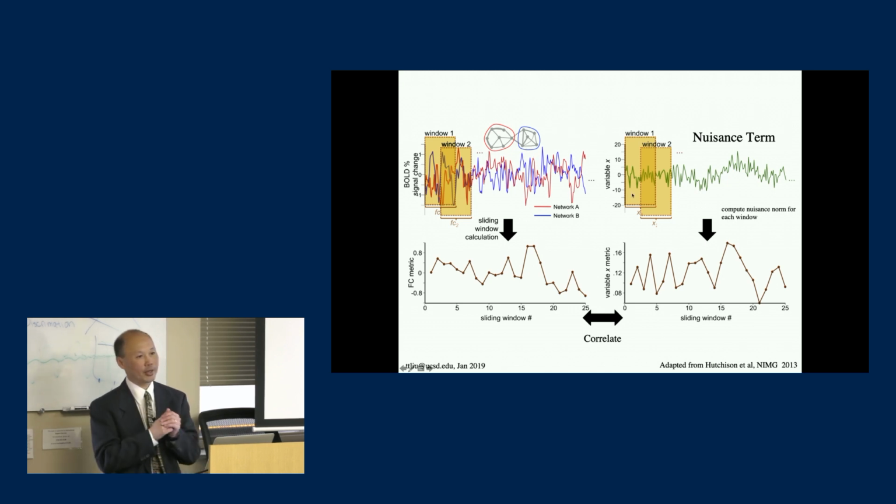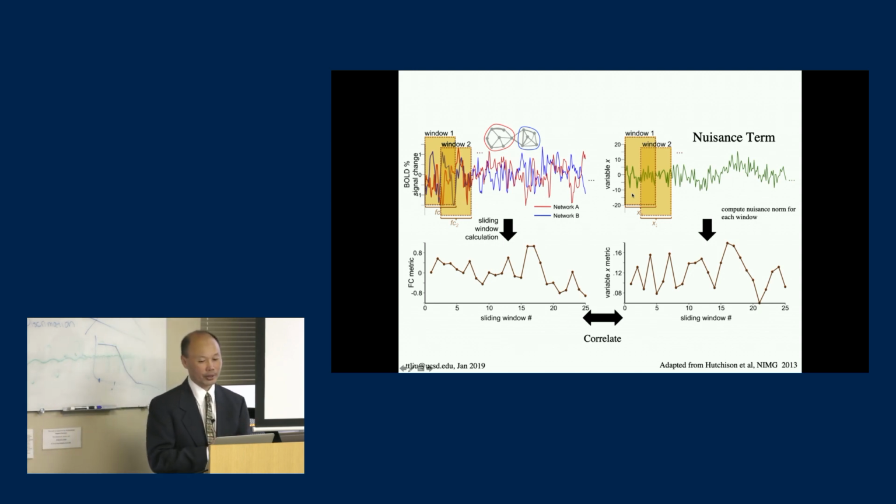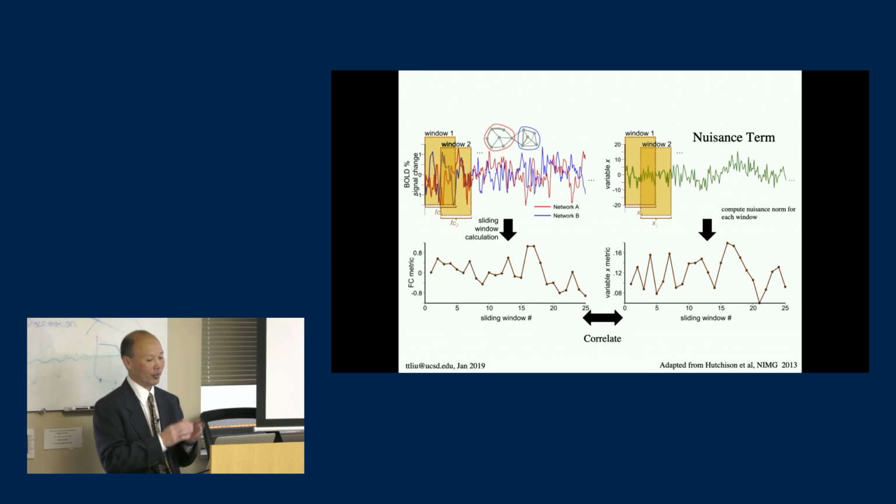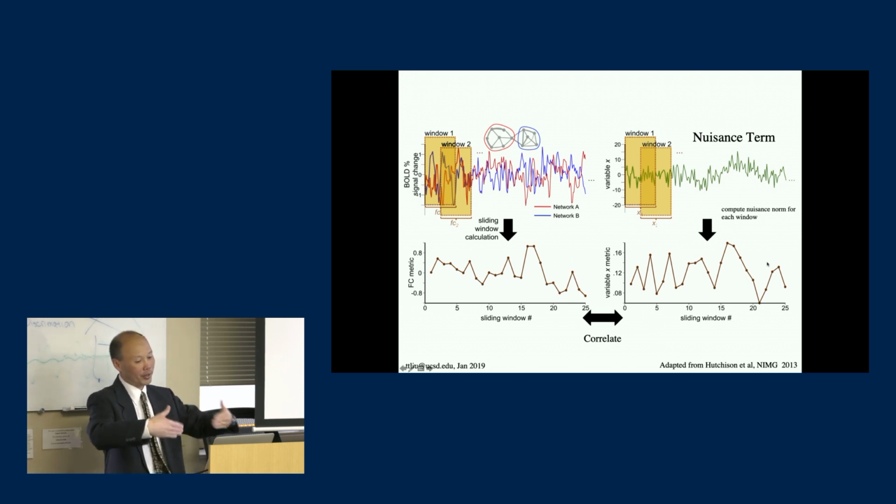And then what you can do is you take any nuisance term. You could take motion, you could take white matter or CSF or global signal, and you can simply, within each window, there are different ways of doing this. For this study, we just took the L2 norm, or essentially the standard deviation of the time course in that window, and you end up with what we call the nuisance norm, and you can correlate the two. Okay, so you're just asking over windows, how related is your correlation estimate to your nuisance norm? And if they're related, then you have to question what your functional connectivity estimate is telling you?